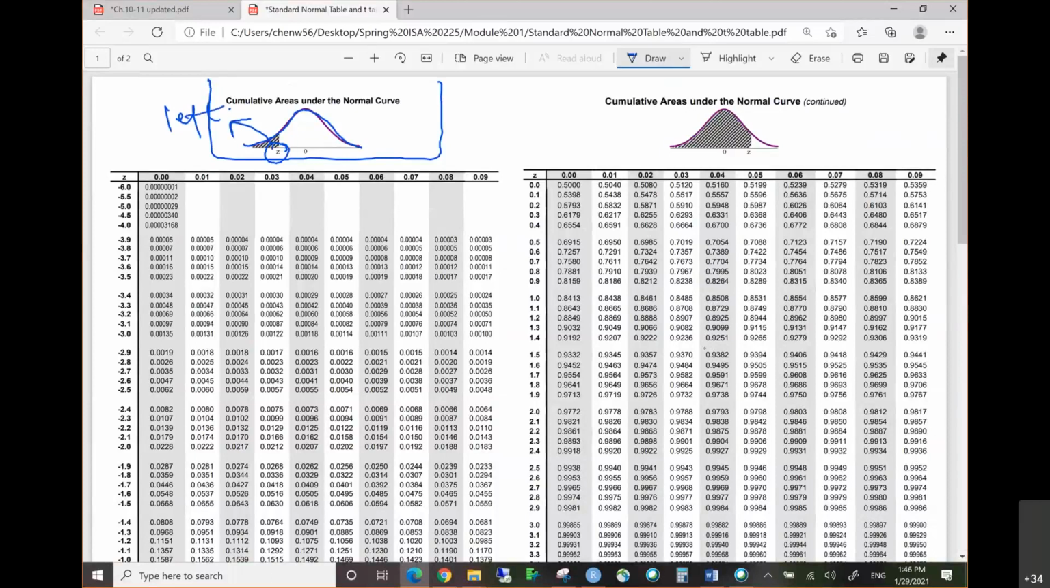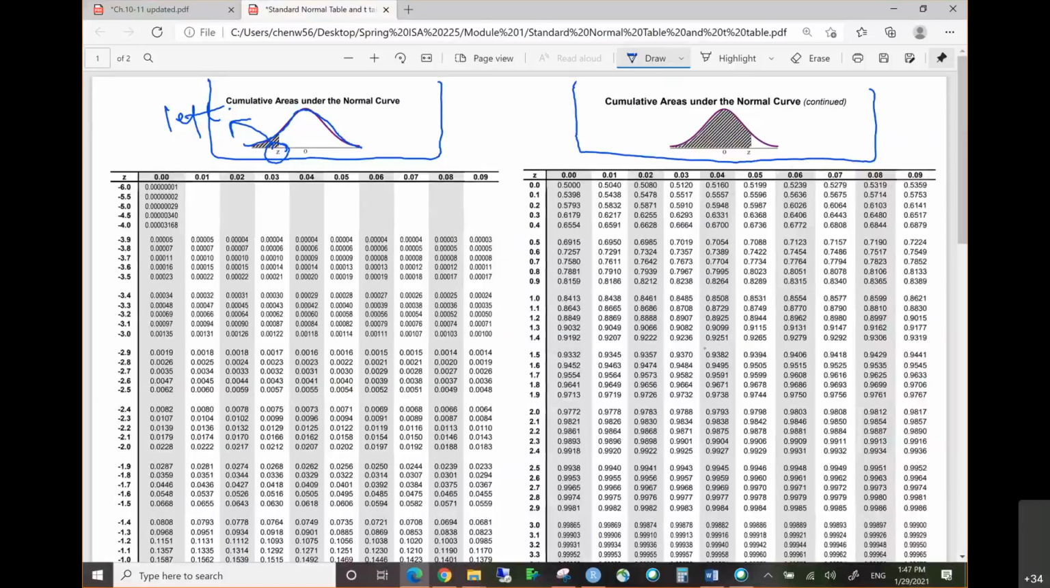Similarly, if you have a positive z, yes, Augie? Question? I was just going to ask, is this PDF on the Canvas? Yes, this table is on the Canvas. Okay, thank you.